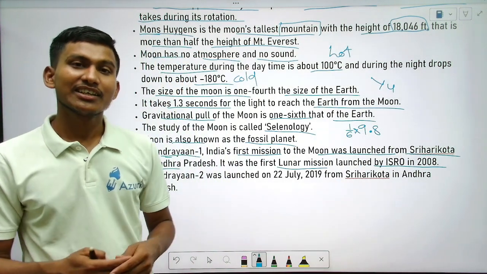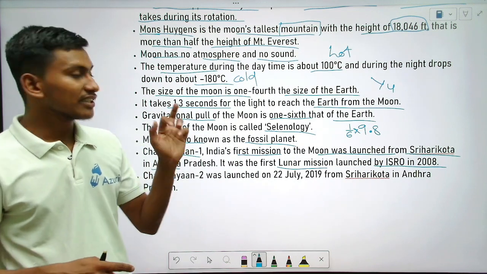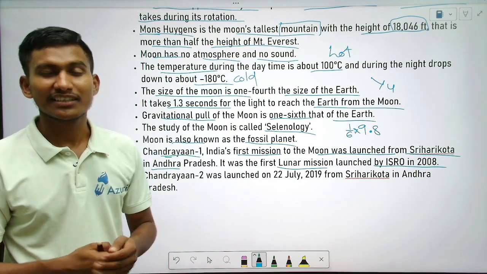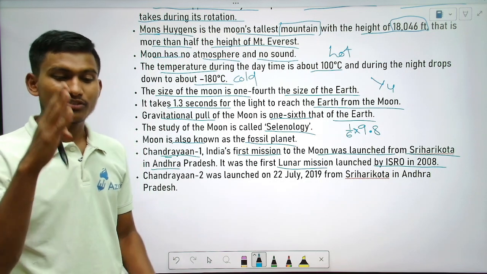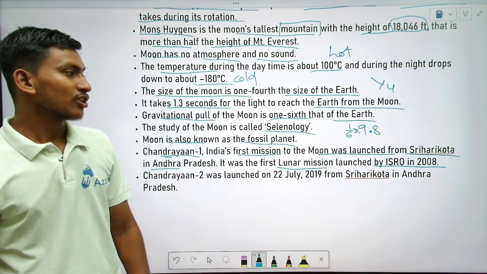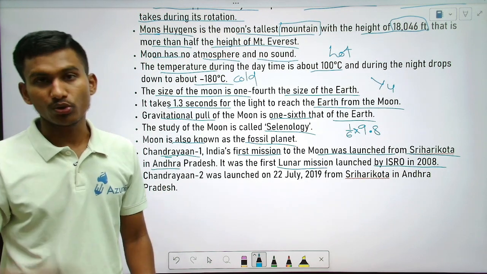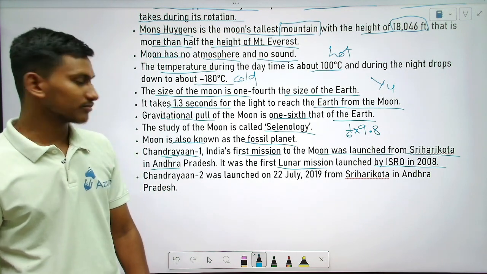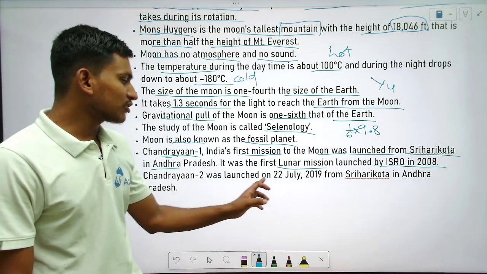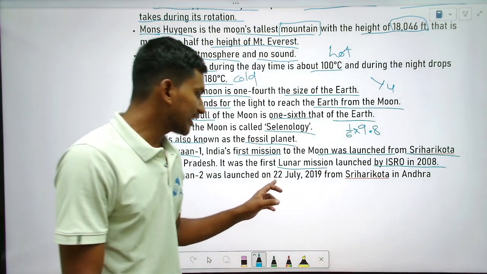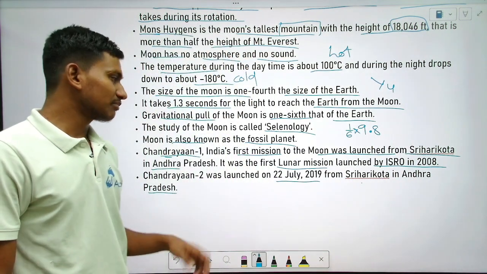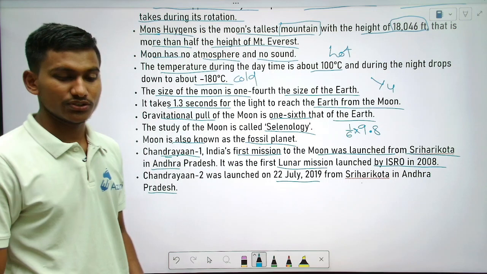Recently, Chandrayaan 2 failed. Chandrayaan 3 had a lander, right? Yes, it was successful. It was launched recently, isn't it? Okay, good. It landed at the South Pole, right? So it was the first of its kind, isn't it? Now, Chandrayaan 2 was launched on which day? 22 July 2019 from Sriharikota in Andhra Pradesh. Okay, good.